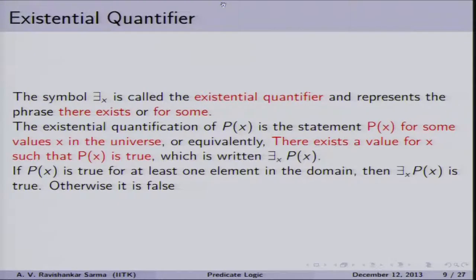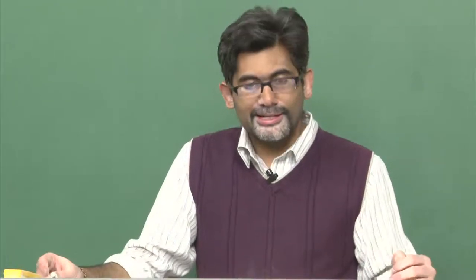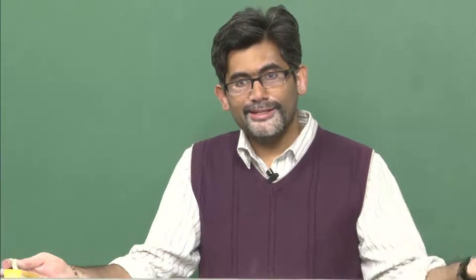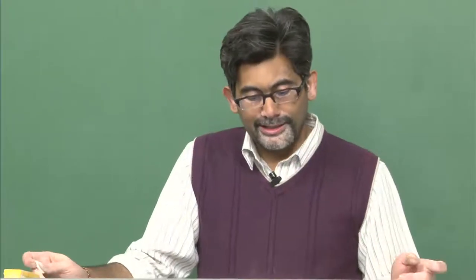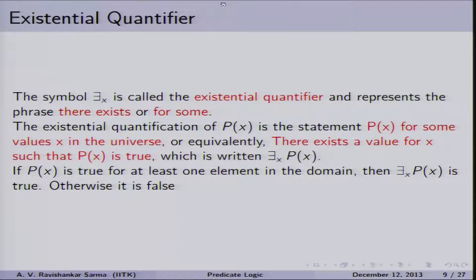So let us talk about the existential quantifier. It is represented as there exists some x. Usually, the existential quantifier is considered a disjunction, whereas the universal quantifier is considered a conjunction of all the formulas. That means if at least one conjunct is false, the entire conjunction is going to be false. In the case of the existential quantifier, even if some disjuncts are false, if at least one disjunct is true, it's enough for us to say that the formula is true. It is represented by the symbol there exists some x, and sometimes as for some x.